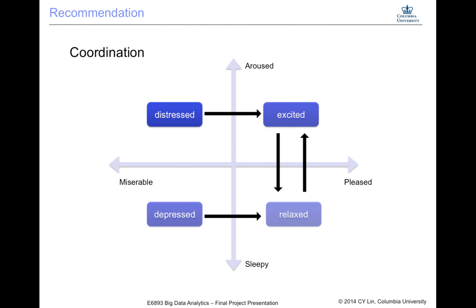For the coordination recommendations, we can see the mapping relations from this graph. That is, we recommend something exciting to those distressed users and recommend some relaxed businesses to those depressed ones. And as for those excited or relaxed users, we do mutual recommendation to them.